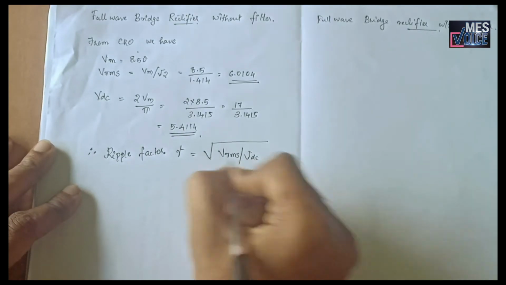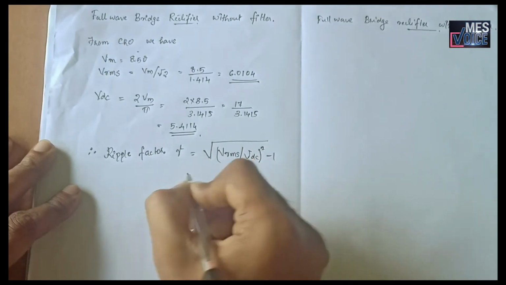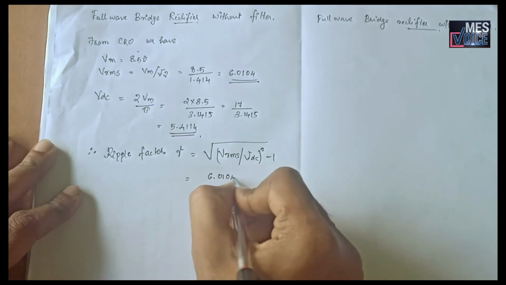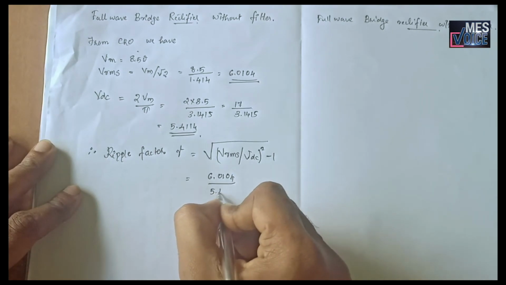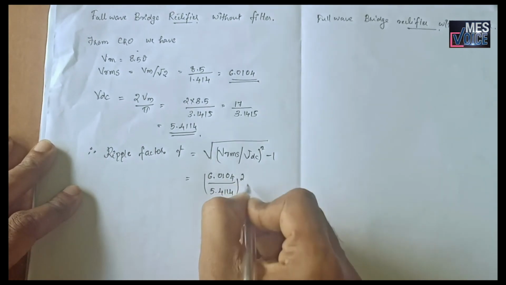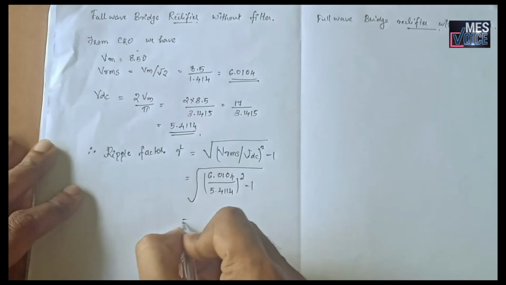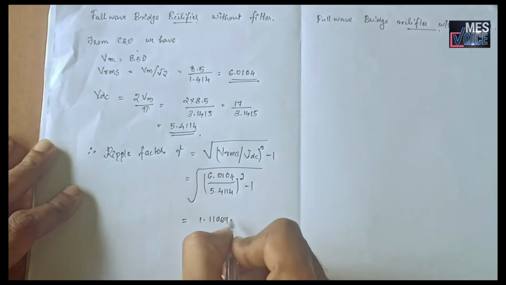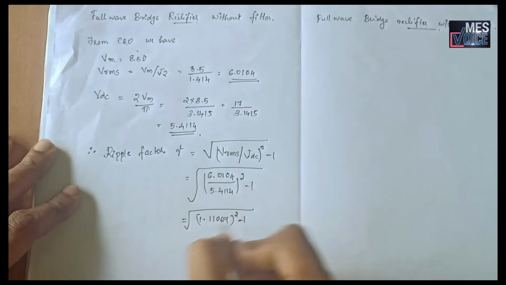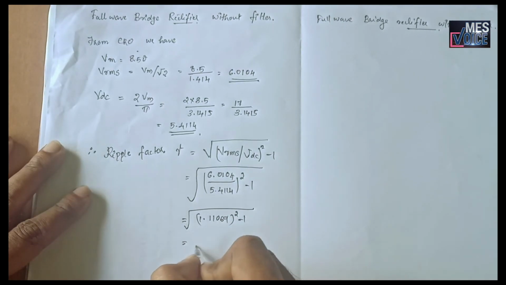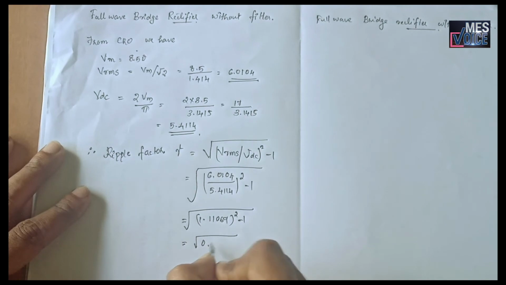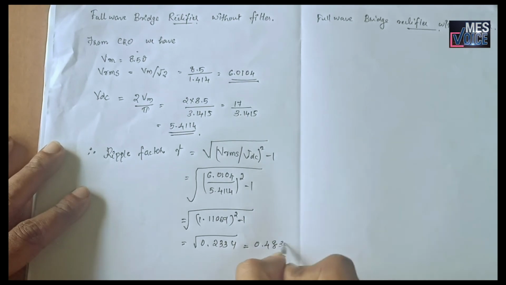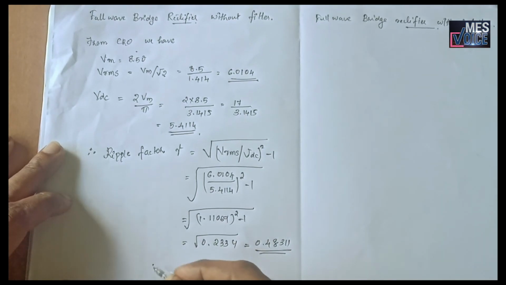Vrms divided by VDC the whole square minus 1, which is equal to root of, putting the values of Vrms and VDC, you will get root of 6.0104 divided by 5.4114 the whole square minus 1, which gives root of 1.11069 the whole square minus 1, which is equal to root of 0.2334, which is equal to 0.4831.